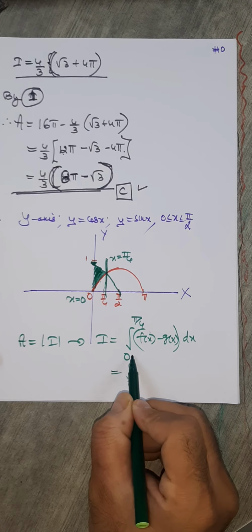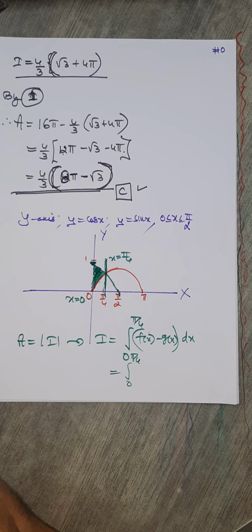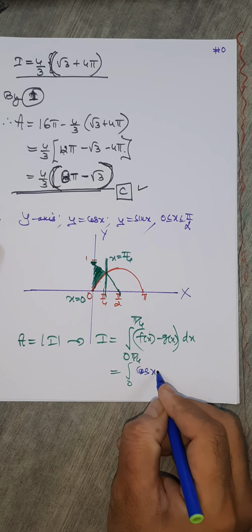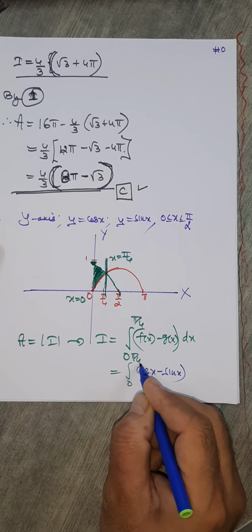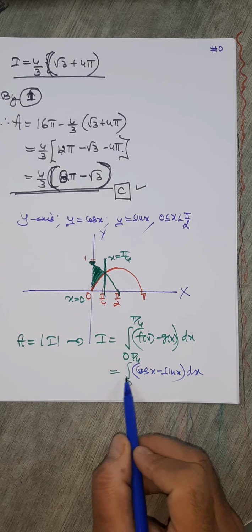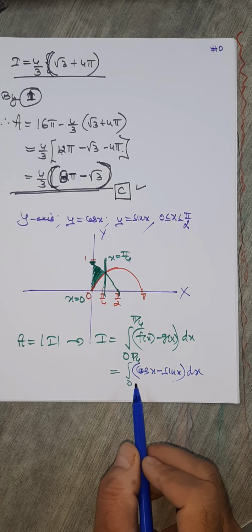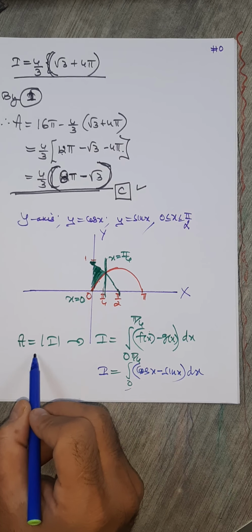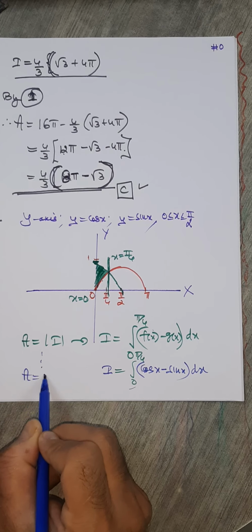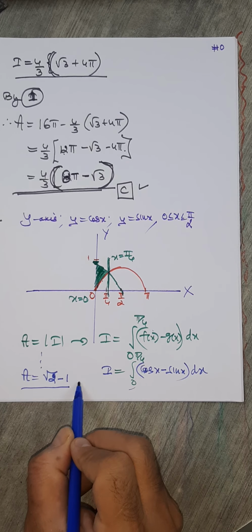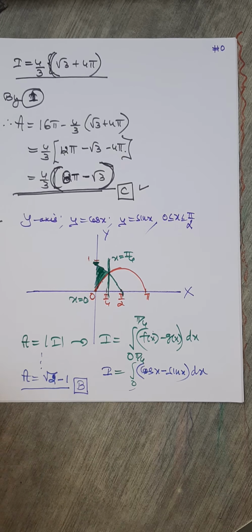Now 0 to pi by 4, f(x) means any one of these two functions, right? You can write any one of these two, cos x minus sin x. Even if you have written sin x minus cos x, that's not important because you are going to write the modulus. So just integrate this, write upper minus lower, right? And place the value of I here. You will see that you will get A equals root 2 minus 1. This is nothing but option B. Okay, that's nothing but the option B, root 2 minus 1.